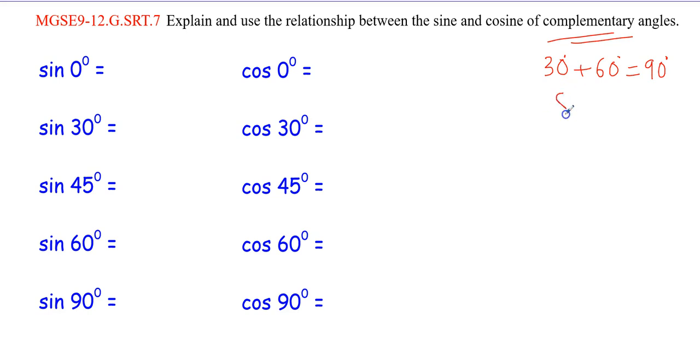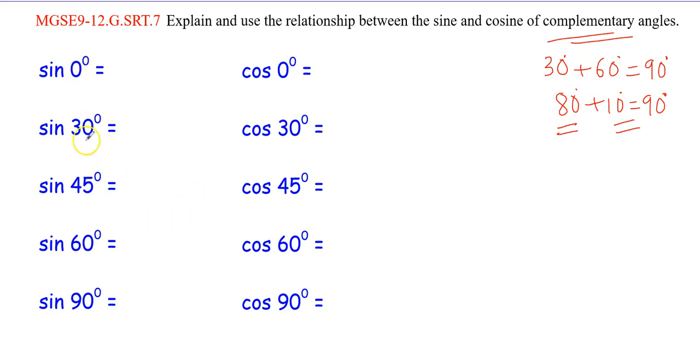Similarly, if you have 80 and 10 degrees, they are called complementary angles because their total is 90 degrees. We can also say that 80 degrees is the complement of 10 and 10 is the complement of 80. Okay, now let us see the relationship between the sine and cosine of such complementary angles.